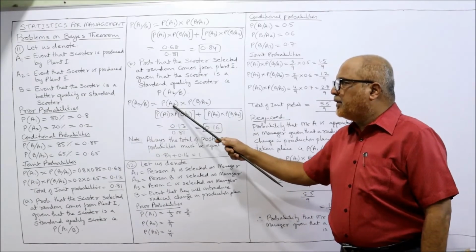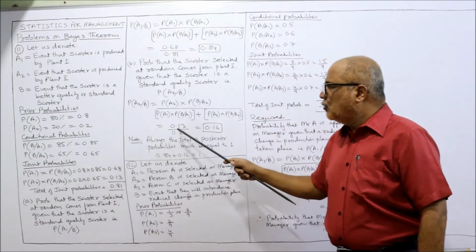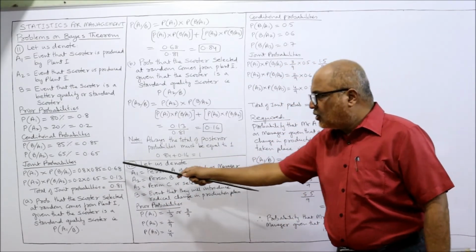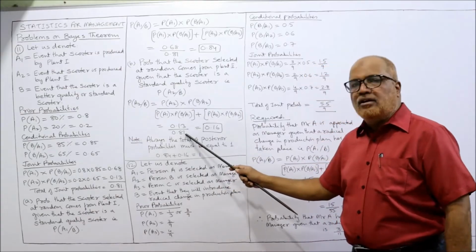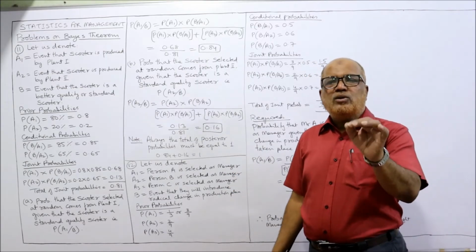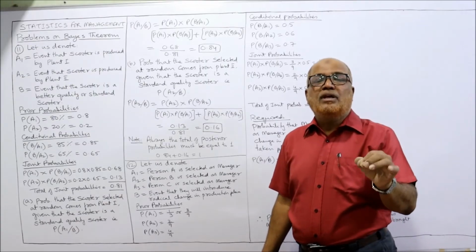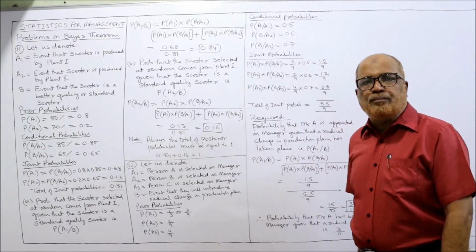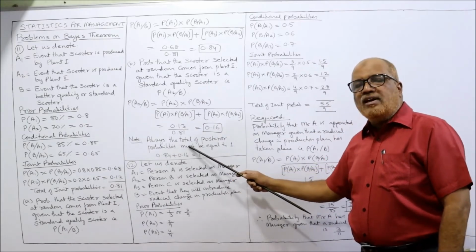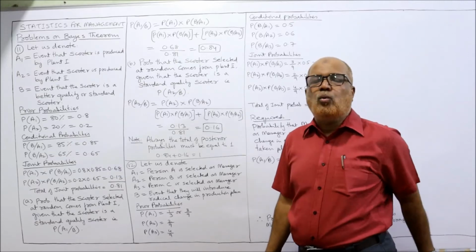Already we have calculated P of A2 into P of B given A2 here, 0.13. So numerator 0.13. Denominator the total of the joint probability, 0.81. So 0.13 by 0.81, 0.16. The 0.16 is the probability that the scooter is coming from plant 2, given that it is a better quality scooter. Now note, always the total of the posterior probability must be equal to 1.